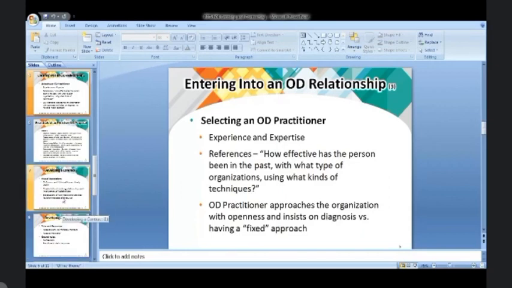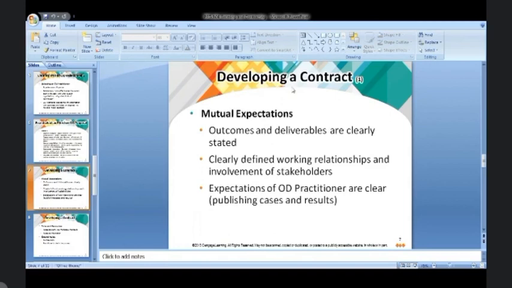Next, students, entering into the OD relationship has three issues. One is clarifying the organizational issues, then determining the relevant client, and the third one is selecting the OD practitioner. Now, developing the contract again has three issues.